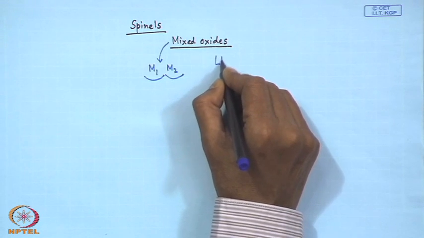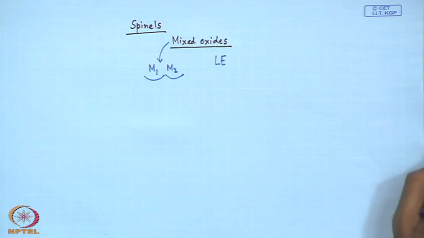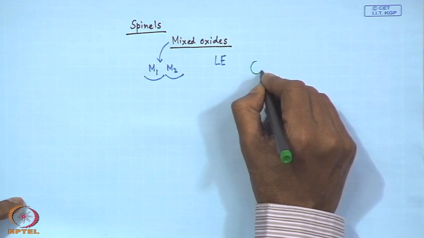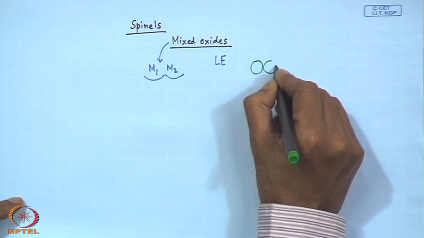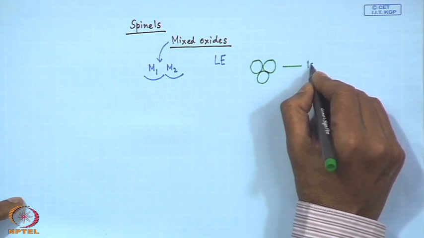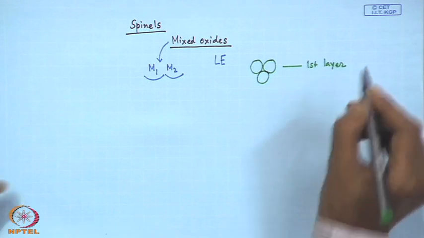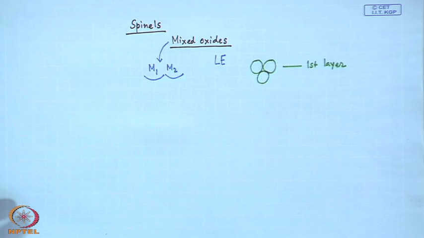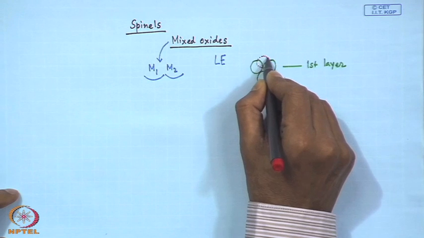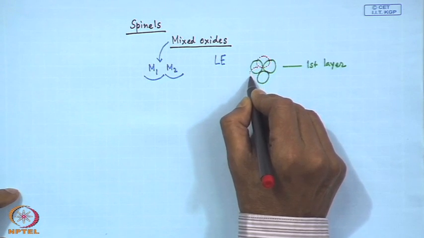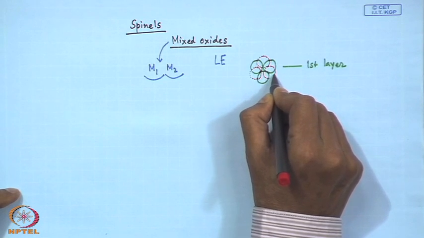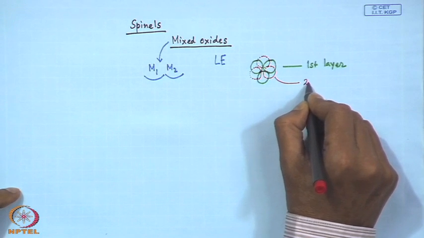But before that, when we are talking about the lattice energy, we have seen that the typical spheres were available, and if we have the close packing of these spheres, so this is one layer, which is the first layer, and next if we have these red circles as the second layer, these are the second layer.